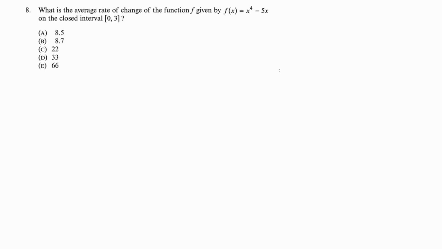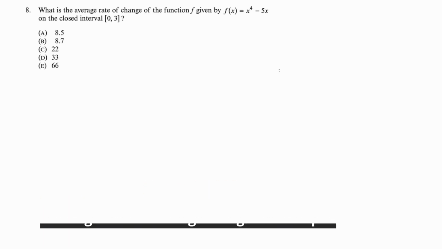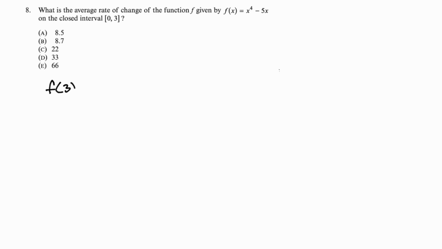8. What is the average rate of change of the function f given by f of x equals x to the fourth minus 5x on the closed interval from 0 to 3? Average rate of change is algebra 1 slope, so we're just going to find the slope between 0 and 3. So what we're basically doing is f of 3 minus f of 0 over 3 minus 0. That's all this is. If you know what average rate of change means, you could do this problem in algebra 1.